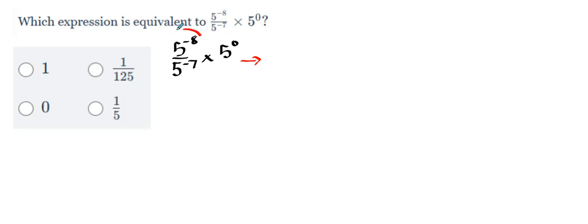So step number 1 is I want to focus on simplifying this fraction. I do notice that I have a common base of 5, which means that I will subtract their exponents. So 5 to the power of negative 8, and then I need to subtract that power on the bottom, and that power on the bottom is in fact a negative 7. And then I'll go ahead and just rewrite the rest of the problem. 5 to the power of 0.